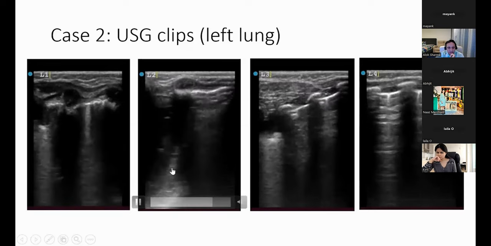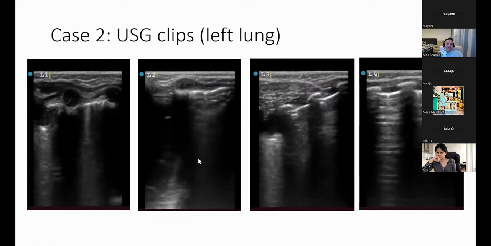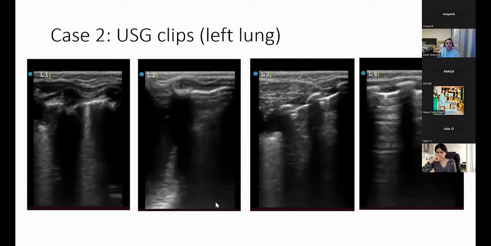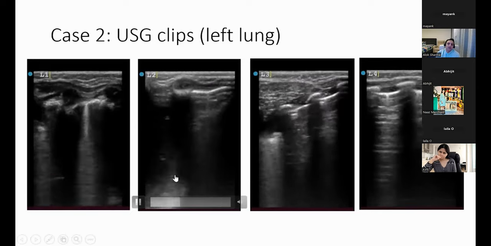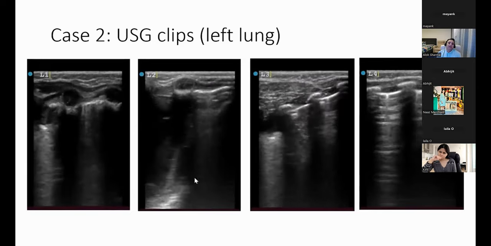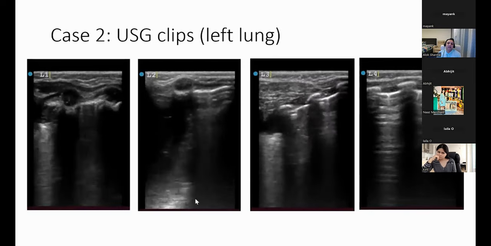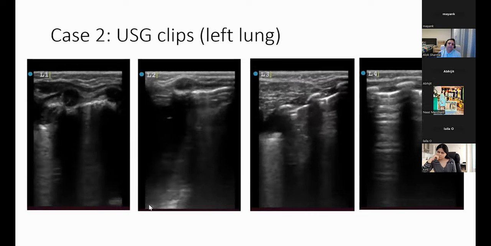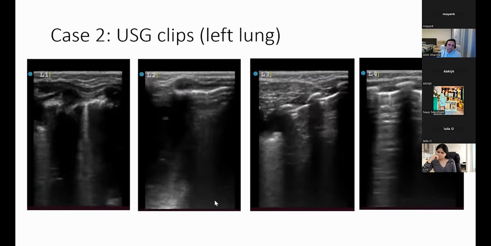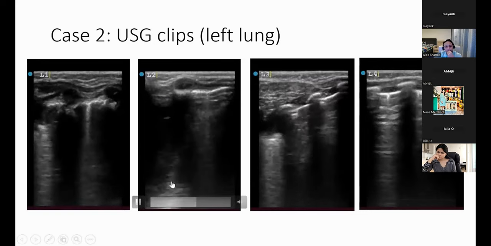So this area of whiteness that you see on the left lower margin, from my perspective, is probably a consolidation. More probably atelectasis with consolidation. I think that this is heart shadow. Do you think it's heart shadow? Yes, I feel that this was heart shadow and I was trying to get the lung areas, but it was difficult to get the heart shadow out of the lung area.